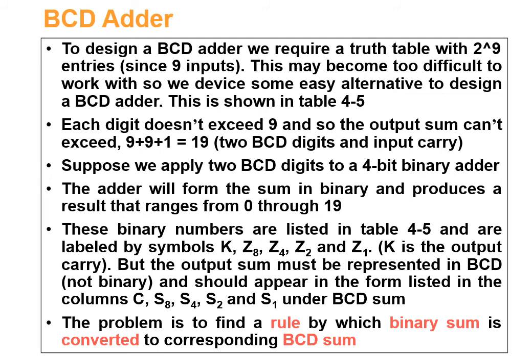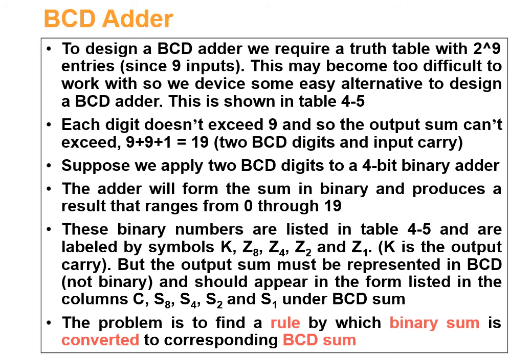BCD adder. Here we examine a decimal adder for the BCD code. Consider the arithmetic addition of two decimal digits in BCD together with an input carry from a previous stage. Since each input digit does not exceed 9, the output sum cannot be greater than 9 plus 9 plus 1, which is equal to 19, the 1 in the sum being an input carry.